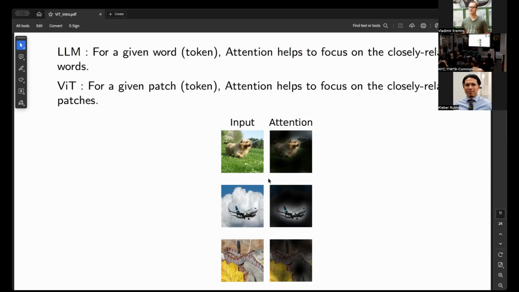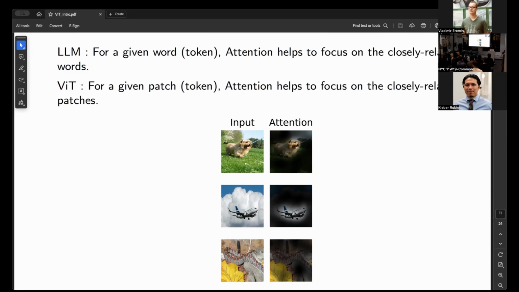This particular set of images is from the paper itself. You can see that the input is that puppy, and after a few layers of attention, that's what it looks like. What attention basically does is understand that the nose of the puppy is more important for the classification than the grass.